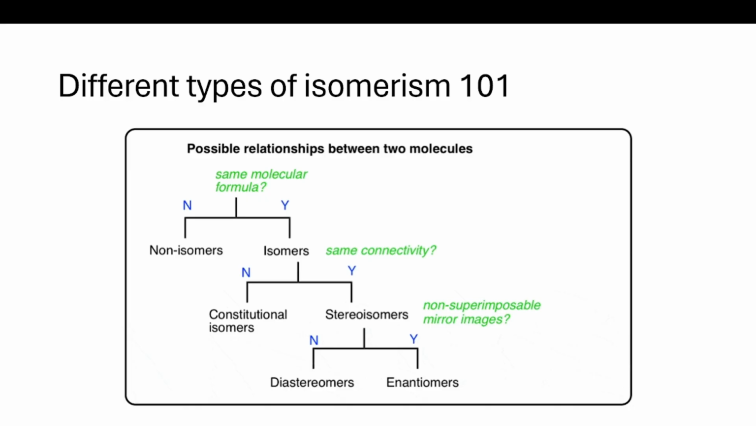Now, given that they're isomers, we can look at the connectivity, and therefore we can determine whether it's a stereoisomer or a constitutional isomer. And finally, going on to that concept of superimposability, if we have non-superimposable mirror images, like your hands, right? Your hands are mirror images of each other, but you can't superimpose them, then we get isomers known as enantiomers. But if not, we get something known as diastereomers.